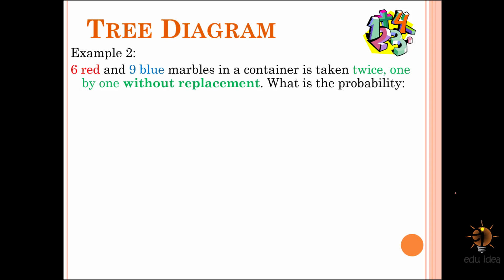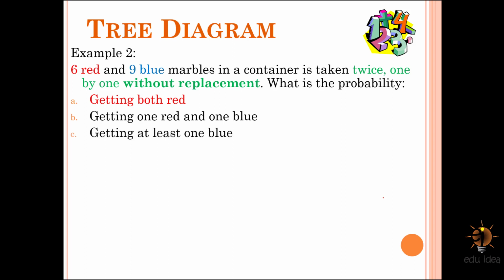Okay, so the question is, what is the probability of getting both red? You take the first marble and then the second marble, and both of them are red. Another question is getting one red and one blue, and then getting at least one blue. These are the questions that we're going to answer. So let's go for the first question, which is getting both red.